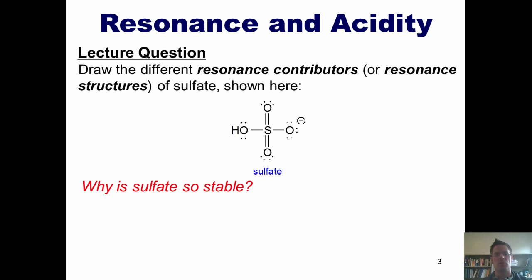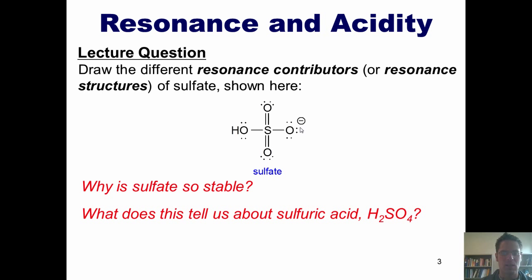Of course, the answer is because of all of its resonance structures. That negative charge on this oxygen shown here is not localized to that oxygen, but is in fact delocalized and shared by all three of those resonating oxygens. So, what does this tell us about sulfuric acid, H2SO4? Well, as you'll note, this molecule, sulfate, is the conjugate base of H2SO4. In other words, if you put a proton on sulfate, that is, replace the negative charge on sulfate with a hydrogen, you get H2SO4.